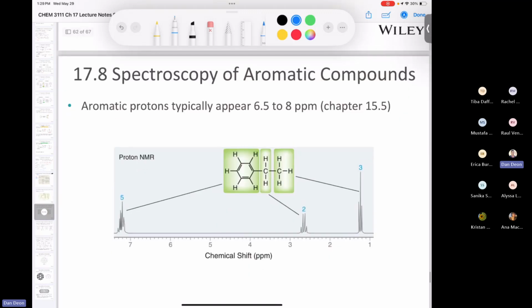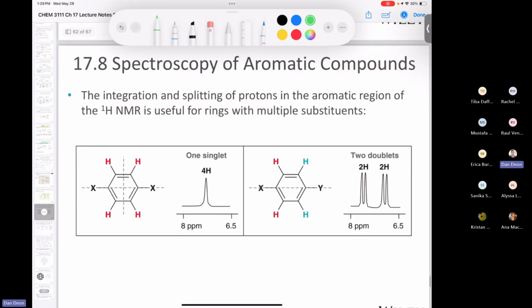When you look at the NMR of aromatic compounds, those protons for an aromatic ring usually show up somewhere between 6.8 to 8 parts per million. So usually it's a dead giveaway that you have an aromatic compound is when you have any signals up in that region, just above 7 ppm.